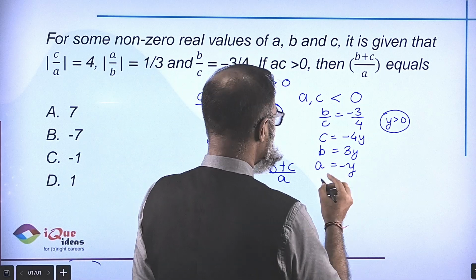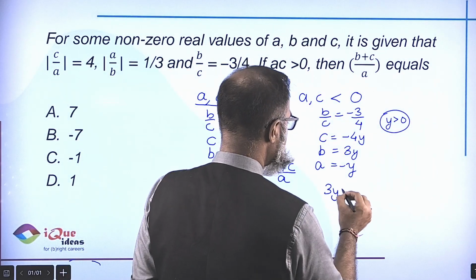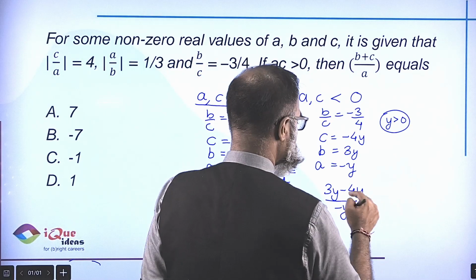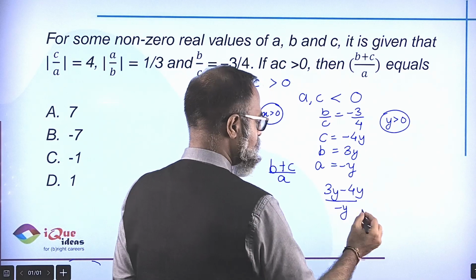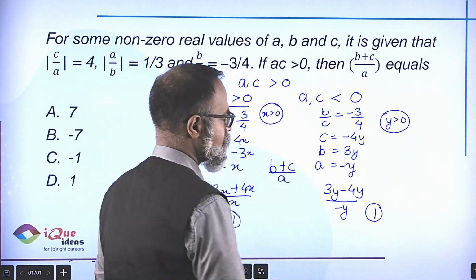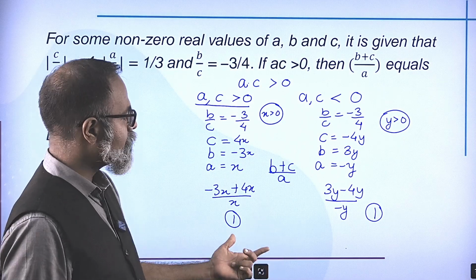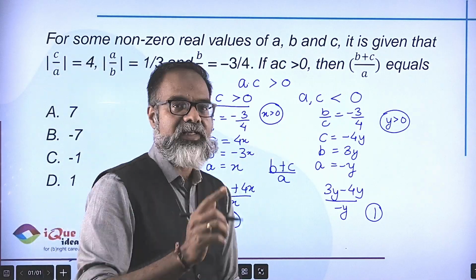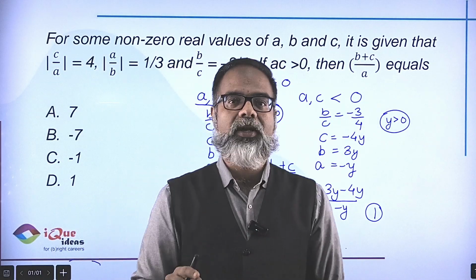In the second case, b is 3y plus c is minus 4y upon a is minus y, which is minus y upon minus y, which again gives me plus 1. So in either case, my value of b plus c by a is positive 1. So that is my answer to this question, plus 1, right?